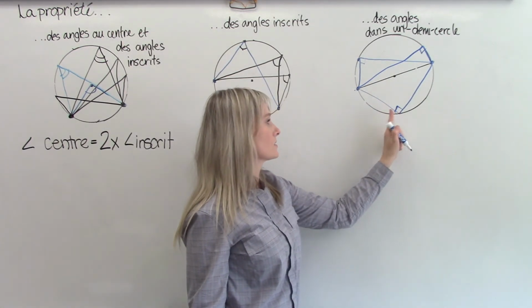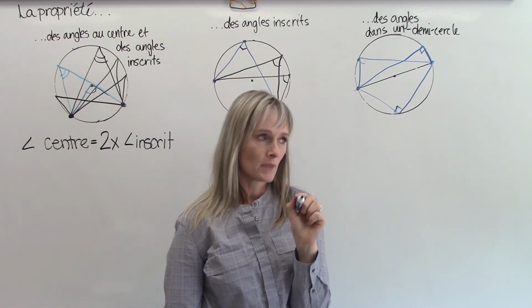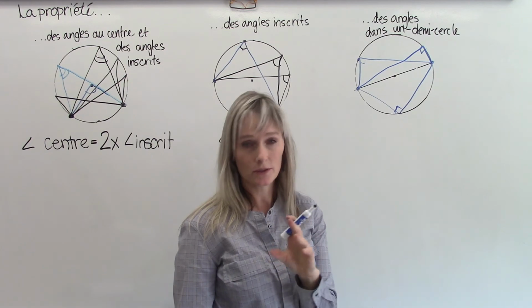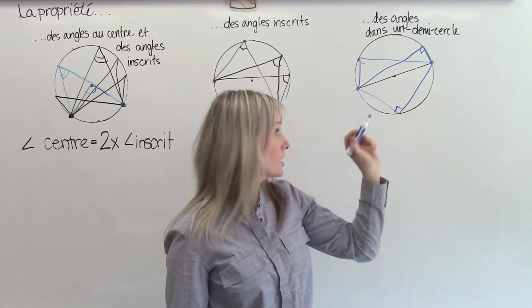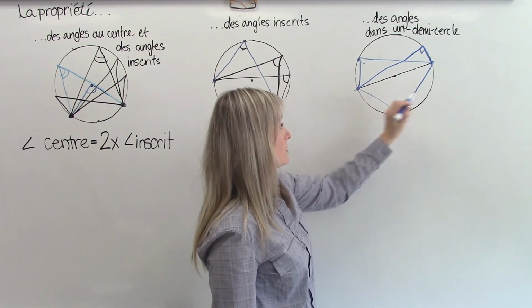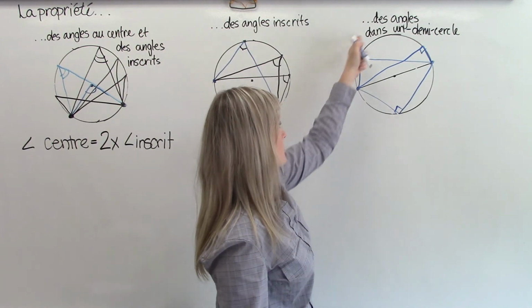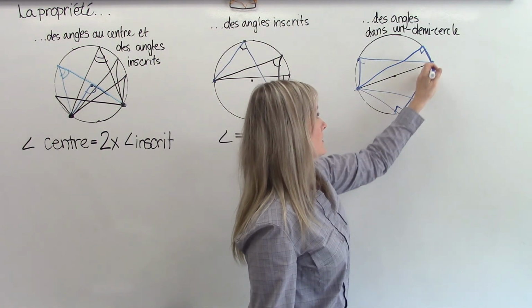And I love getting students to try this because if you go on the internet and search up angles in a semicircle, or a PhET simulation, you can find one where you can move this point all around, no matter where on your circle, and you'll realize that it always makes a 90 degree angle.